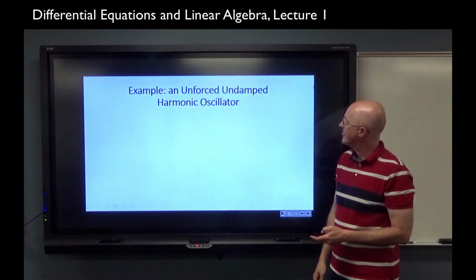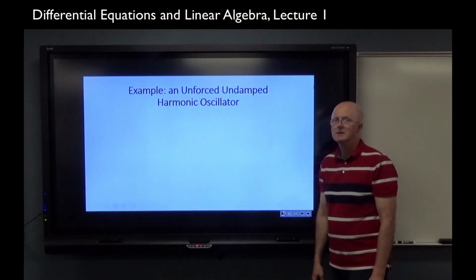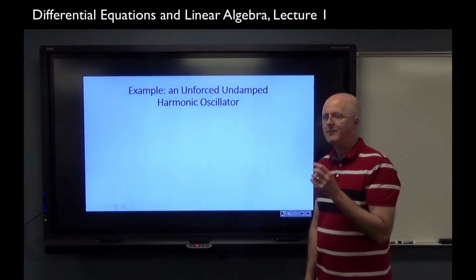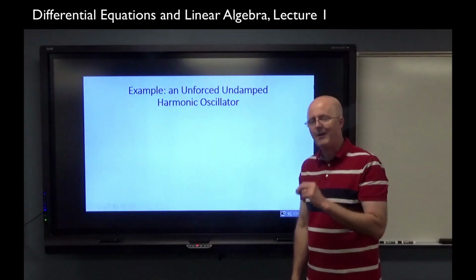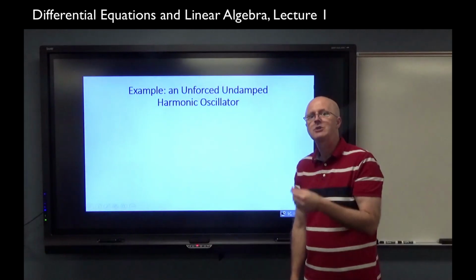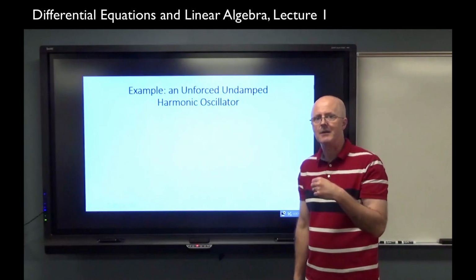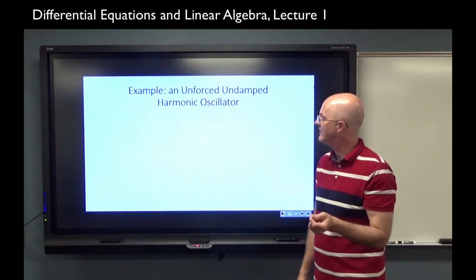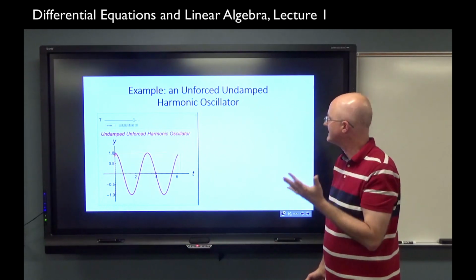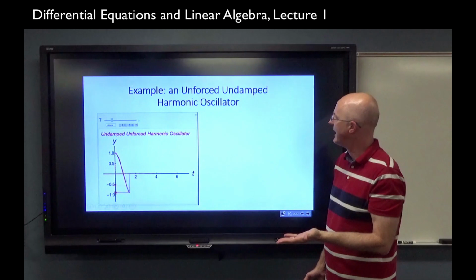Here's an example. An unforced, undamped harmonic oscillator. So what I'm going to show you here is a graph. And with the graph, you're going to see a dot moving up and down. What you should imagine is that dot is, say, a mass hooked to a spring. Now, I didn't actually draw a spring in the picture. It's just a dot moving up and down. But it's going to follow a cosine wave. And that's an example of a harmonic oscillator, sometimes called simple harmonic motion. It's about as simple as it can be with oscillatory behavior.